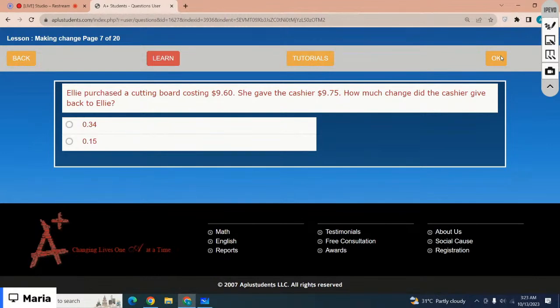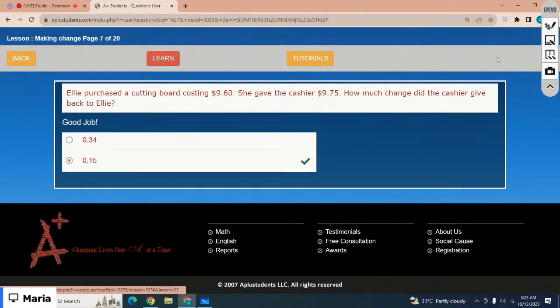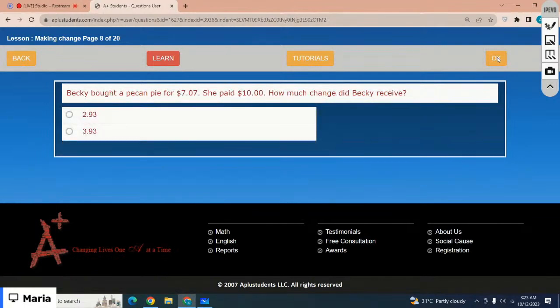The correct option is 0.15, right? Just put the decimal point. Do not forget, the decimal point is very, very important. That would be 0.015 and 0.15. They are two different numbers, right? So please don't forget to write the decimal point also.